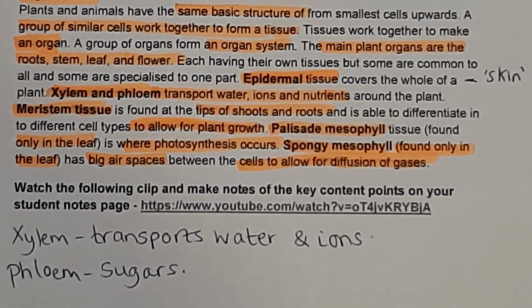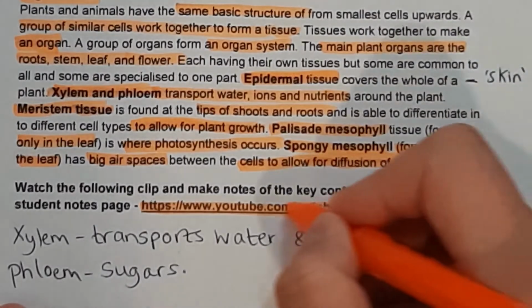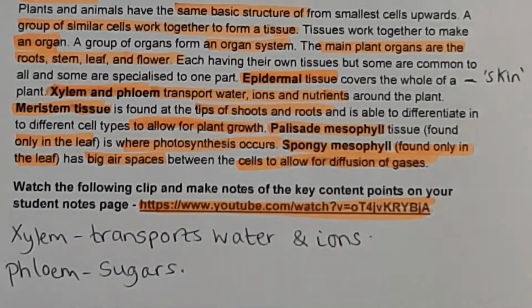Okay, so what I want you to do now is watch the following video clip. Make notes of the key content on the student notes page. If you've got a digital copy of this booklet, which you should have, then you can click on that link through that booklet. Please pause the video whilst you watch that and then come back.